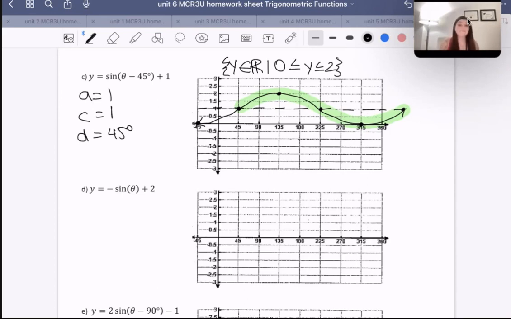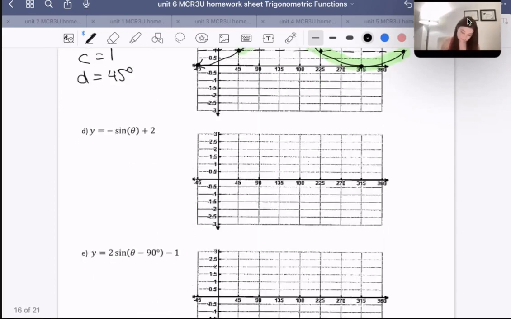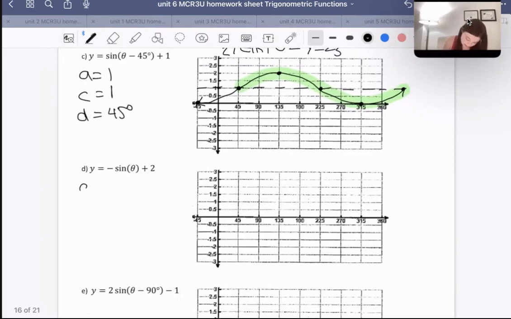All right. Next, let's try this one here. This one we have A is -1. C is nothing, right? So C is 0, and D is 2. Okay, so let's put that in. Then what does this mean?